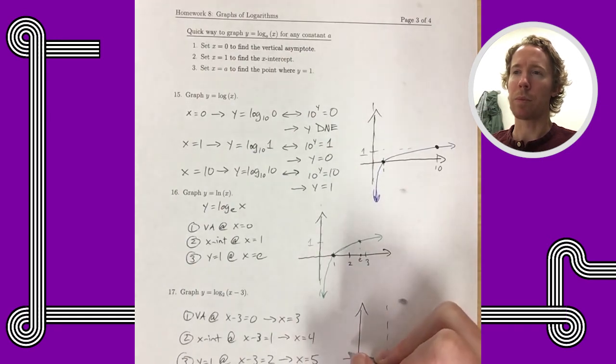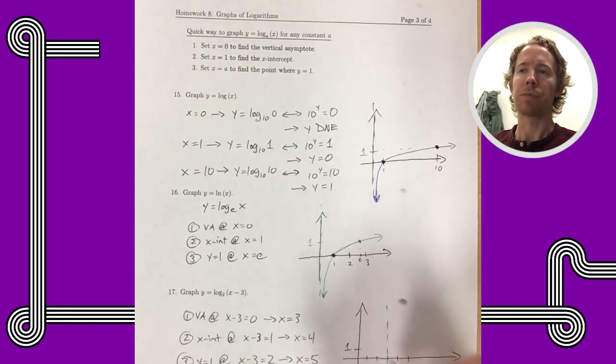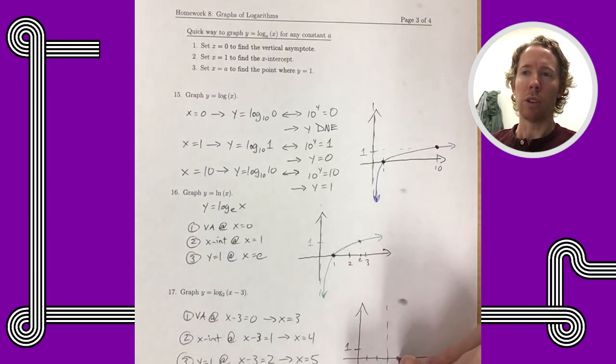And if you remember from transformations of graphs and how those graphs can shift around, you can tell that this is just going to be the graph of log base 2 of x, but it will be shifted to the right 3 units. So that's another way to see why you're getting a vertical asymptote at x equals 3.